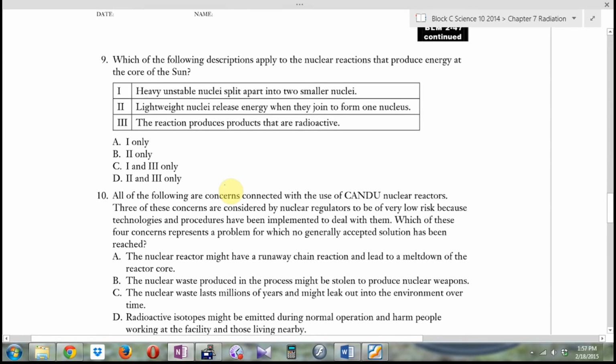What applies to the energy in the sun? It's not heavy, unstable nuclei. It is lightweight nuclei that join, and it doesn't produce stuff that's radioactive. This is why we think fusion is the future. It doesn't produce radioactive waste. B.